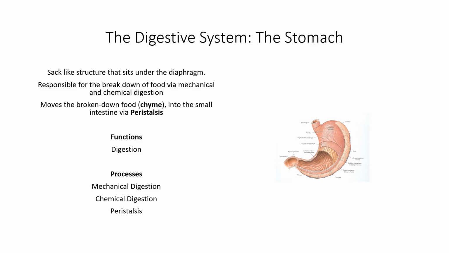Okay, so it will move the broken down food. So it's broken down the food, and what it creates is called chyme, and it moves this broken down food, the chyme, into the small intestines via peristalsis, which is the same method that the esophagus uses to move food into the stomach. So it's that wave-like motion of the muscles. So it'll move it into the small intestines, where it will undergo further digestion and absorption. So the main function of the stomach is digestion, and the processes here are mechanical digestion, chemical digestion, and peristalsis.